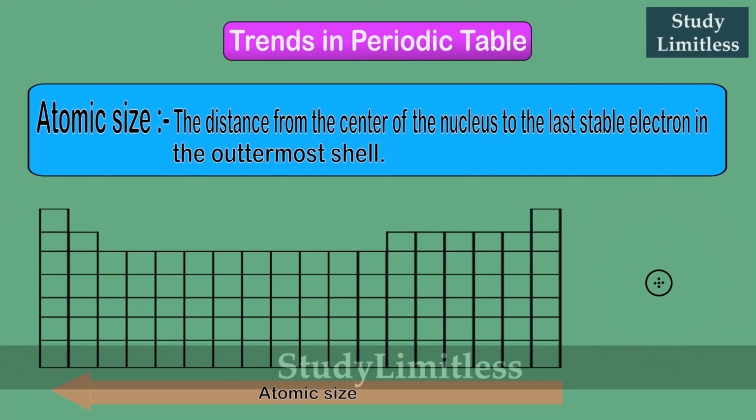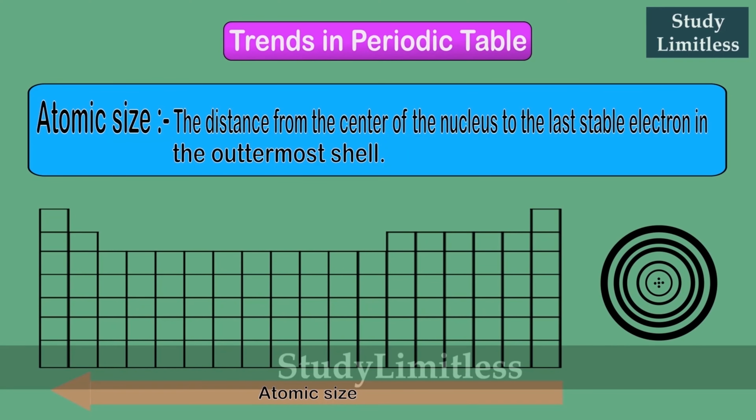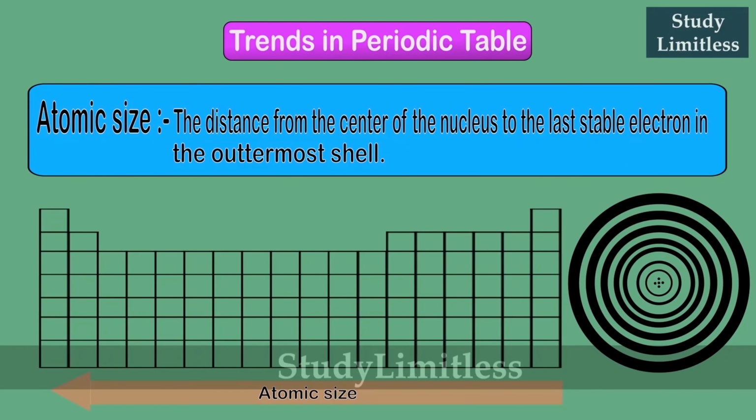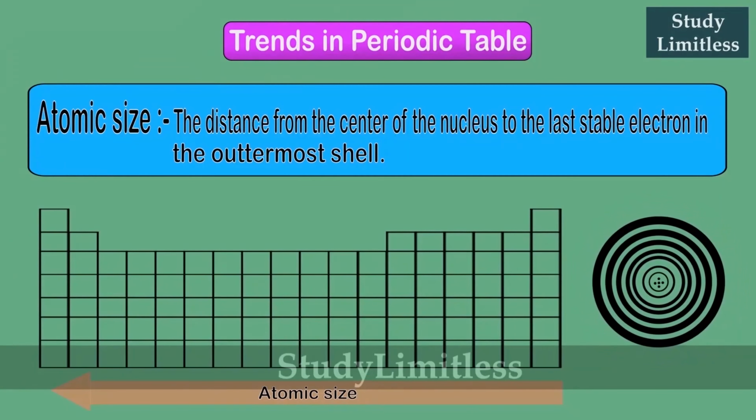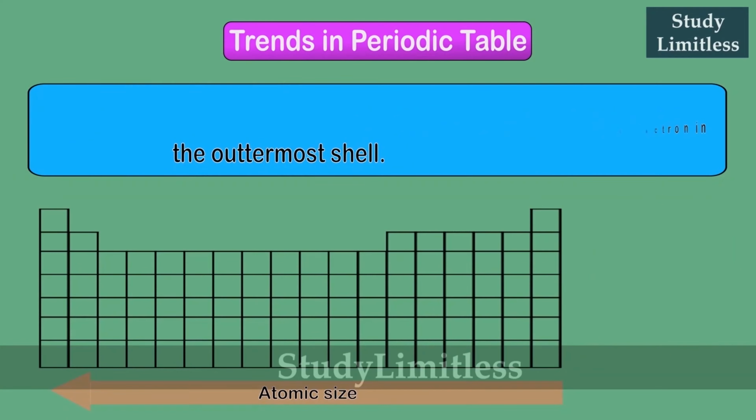But as you move across a row of the periodic table, there are more protons and electrons, but these electrons are held more closely to the nucleus, so the overall size of the atom would decrease.